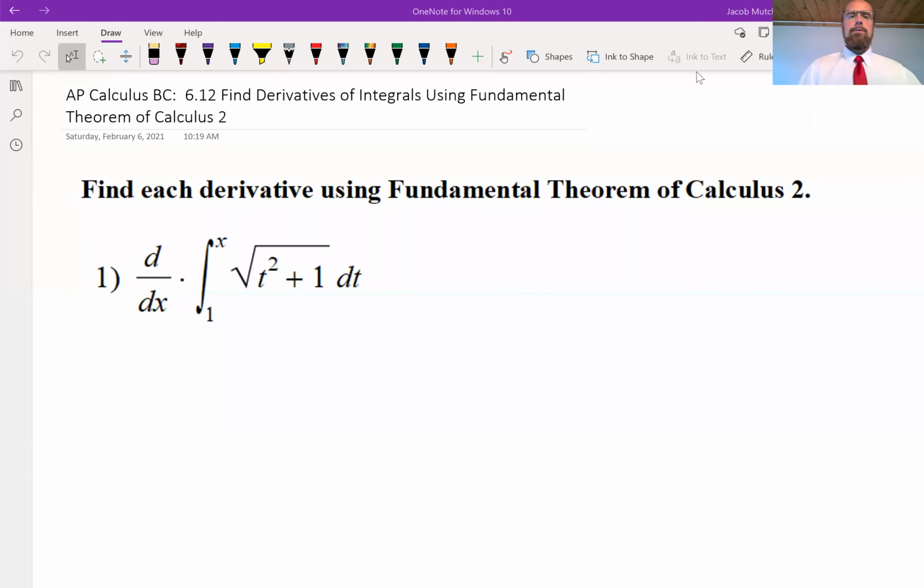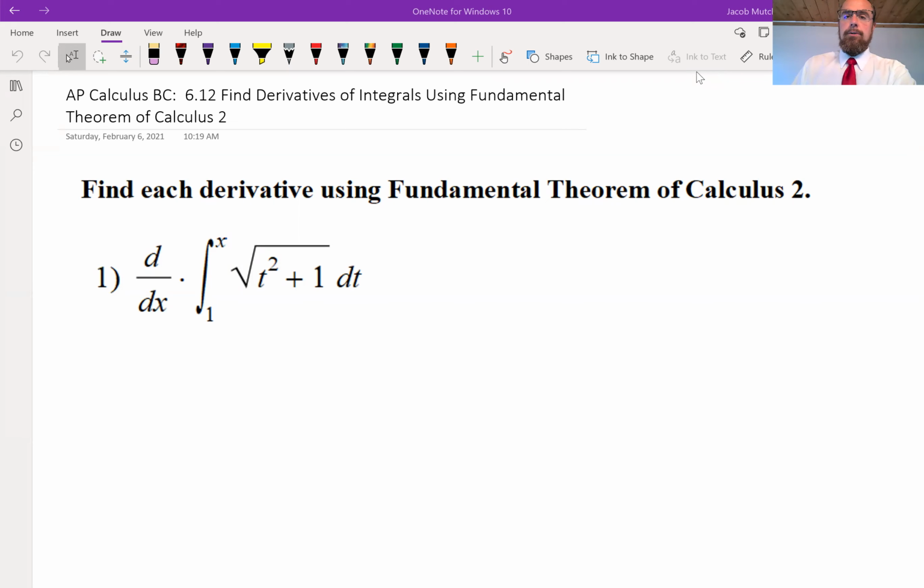Welcome to Calculus. Today we will investigate finding derivatives of integrals using the fundamental theorem of calculus 2. We'll take a look at 4 examples. Our first example is d dx, so the derivative of the integration from 1 to x of the function square root of t squared plus 1 dt.